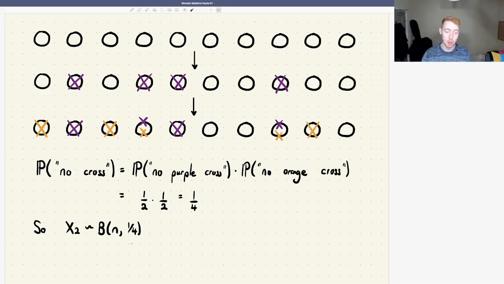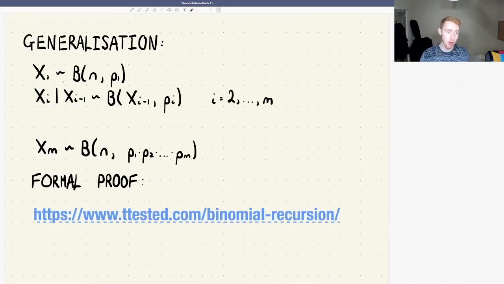So this is the answer to the problem that we were looking at. And in fact, we can generalize this further. If we start off with x1 coming from a binomial with a certain probability p1, this could be 1/2 if they're fair, could be 1/3 if they're biased, and then we repeat this multiple times, m times, each time drawing the next x from the previous number of heads with their own probability, could be 1/2, 1/4, whatever, then the final number of heads will have a binomial distribution with n and the product of all those probabilities for each round. So it's quite a general result.